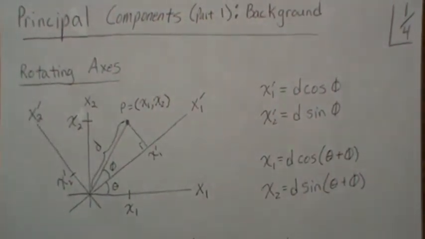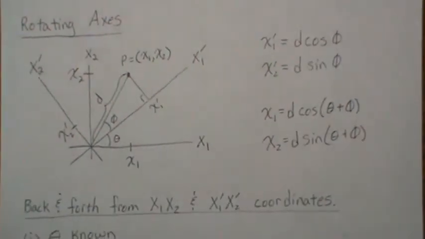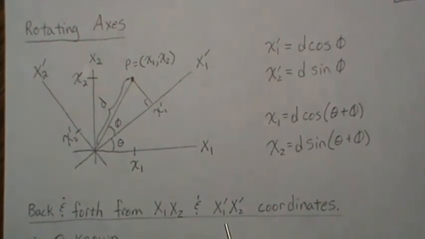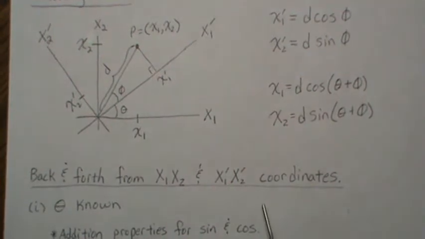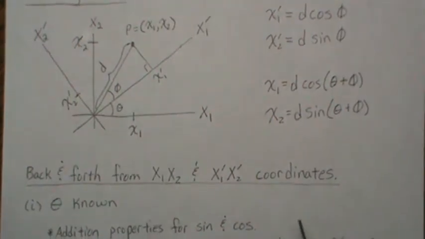Okay, but here's a note though. You have to know these angles. You have to know how far you're rotating the axes. Okay, so how do you go back and forth between x1, x2 and x1 prime, x2 prime coordinates? Well, this is what we do. First of all, you have to know theta. You have to know how far you're rotating it.